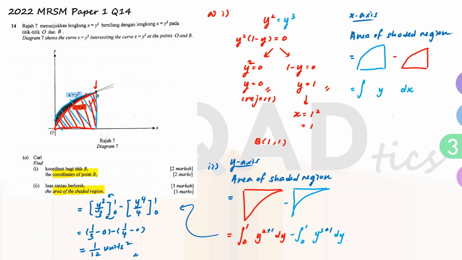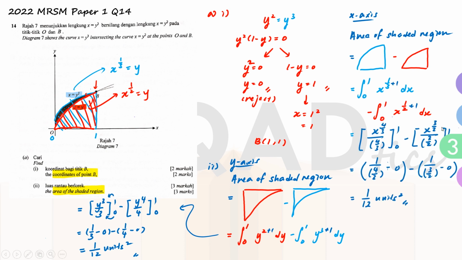So for y, our equation does not have it, so we need to rearrange this equation. Same goes to the red equation, and we need to find our limits. So the same thing, it starts from 0 and ends with 1, which is the x coordinate of point B. So by integrating and subbing in the values, you will get the same result as the y-axis way, which is 1 over 12 units square.